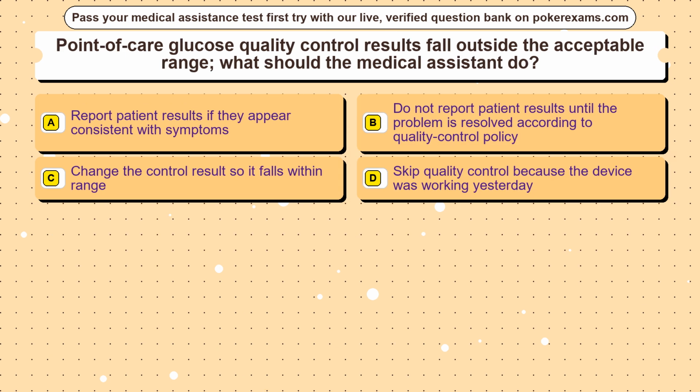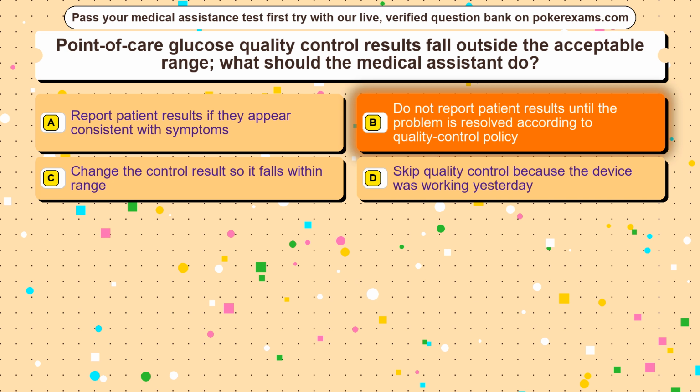Question 73. Point-of-care glucose quality control results fall outside the acceptable range. What should the medical assistant do? Option A. Report patient results if they appear consistent with symptoms. Option B. Do not report patient results until the problem is resolved according to quality control policy. Option C. Change the control result so it falls within range. Option D. Skip quality control because the device was working yesterday. The correct answer is option B.